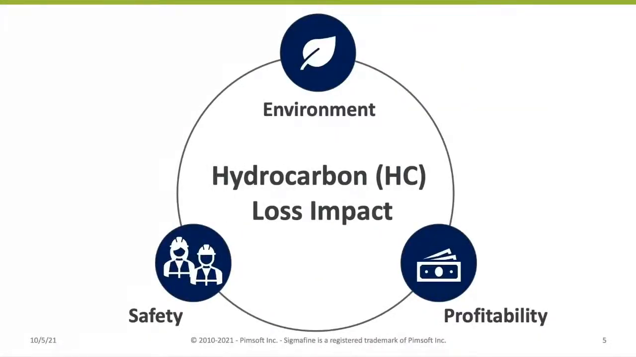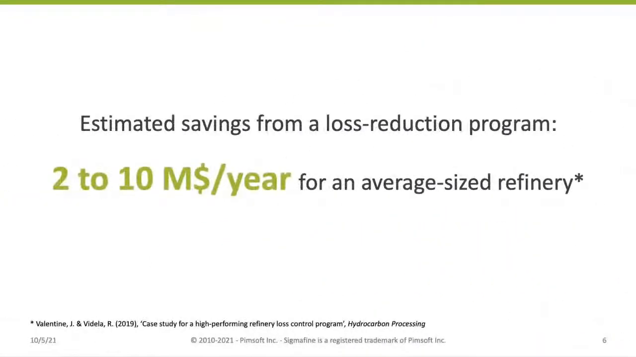Hydrocarbon loss accounting is quite an evergreen topic. Losses have a significant impact on the environment due to undesirable emissions, on the safety of the people operating in the plant, as leaks can cause not only exposure to noxious materials, but can also be the cause of accidents, and last but not least, on the profitability of a production process. Regarding the last point, it has been estimated that a loss reduction program can bring savings in the range of $2 to $10 million for an average size refinery.